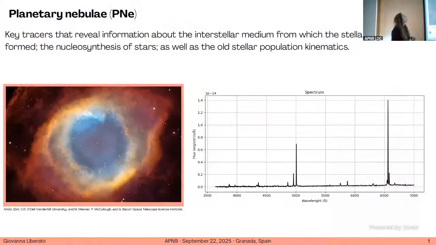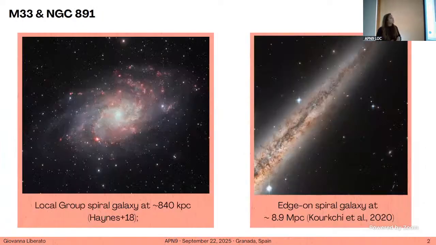Okay, so I'll not spend time telling you what a planetary nebula is, but I want to point out that they can be excellent tracers of their host galaxy properties, especially because they can be found even in the outskirts of the galaxy. Our idea for this project is to study the planetary nebulae population of these two galaxies, M33 and NGC 891, to see what we can infer about the galaxy from their planetary nebulae population.